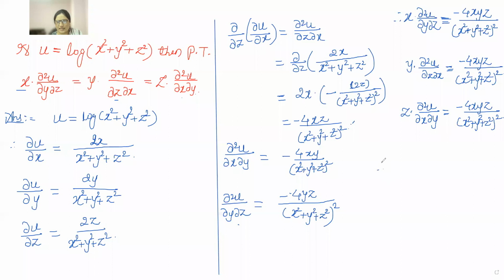Therefore, we can say that by using these three values, x into ∂²u/∂y∂z is equal to y into ∂²u/∂z∂x, equal to z into ∂²u/∂x∂y.